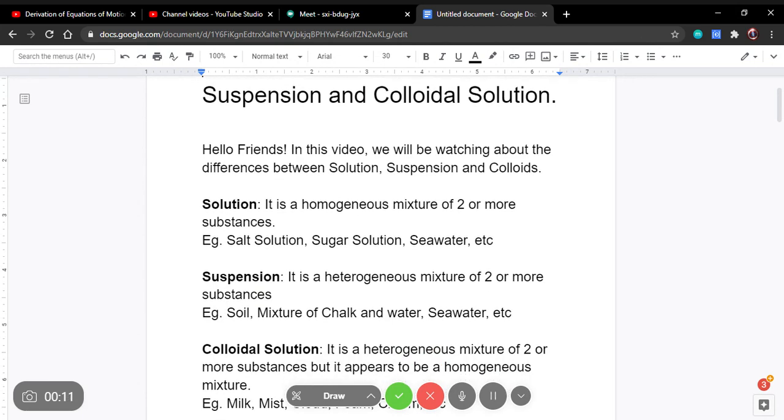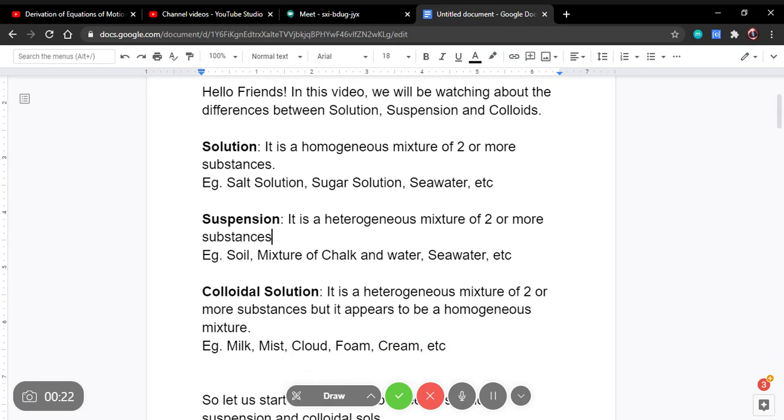A solution is a homogeneous mixture of two or more substances. Examples: salt solution, sugar solution, seawater. Seawater is a solution because it contains many dissolved salts in it.